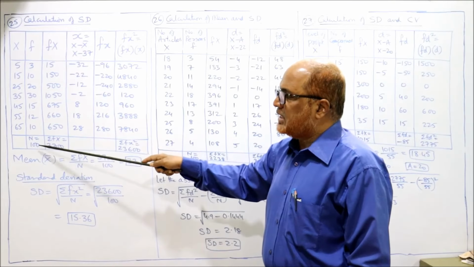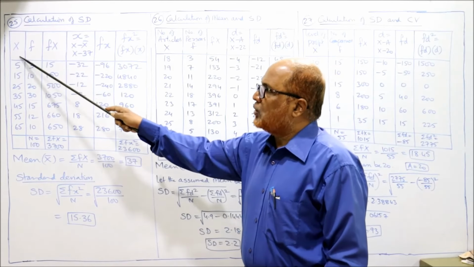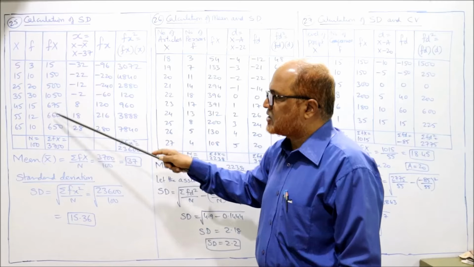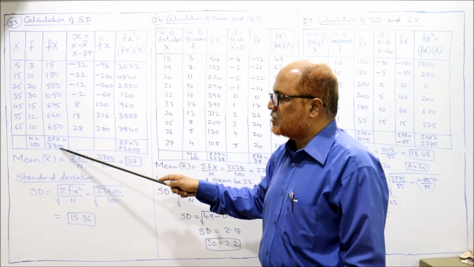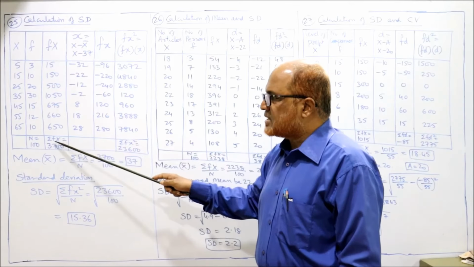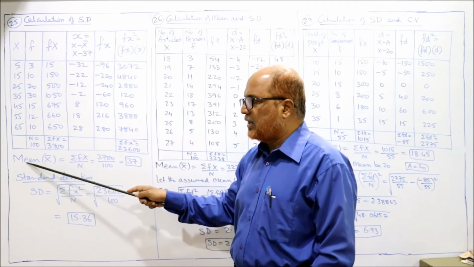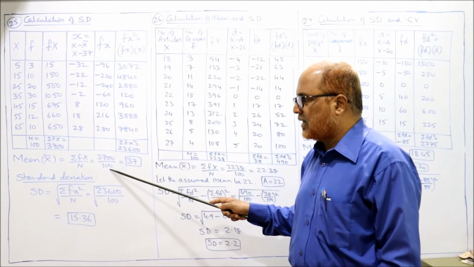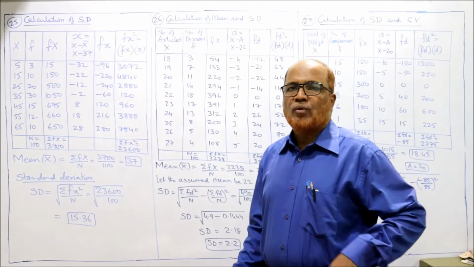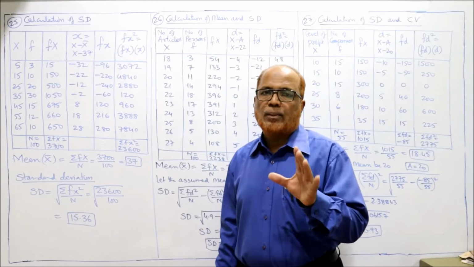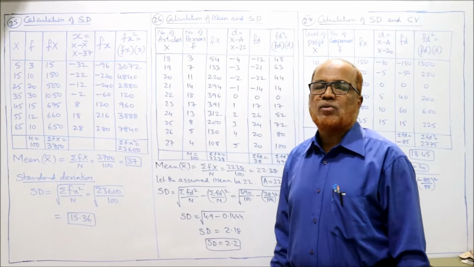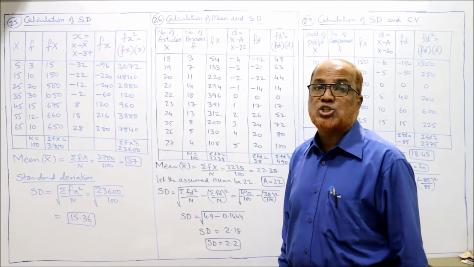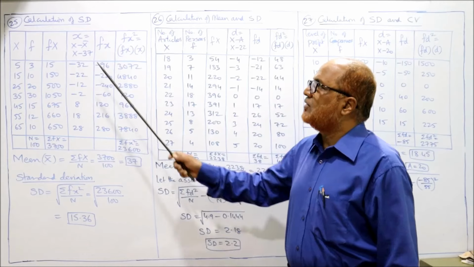The total of frequency is 100. Multiply f into x. 5 3s are 15, 15 into 10, 150, like that. The total of summation fx is 3700. Once we get summation fx, easily we can find the mean. Mean x bar is equal to summation fx by n, 3700 by 100, 37. Fortunately we got a whole number, so we can take the deviations from the actual mean. There is no need for assuming the mean.